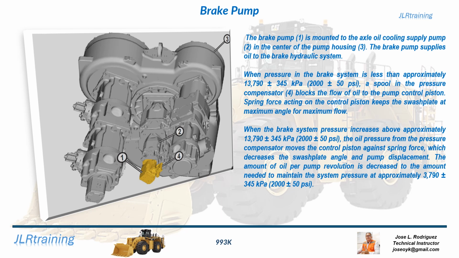When the brake system pressure increases above approximately 13,790 plus or minus 345 kilopascals, 2,000 plus or minus 50 psi, the oil pressure from the pressure compensator moves the control piston against spring force, which decreases the swash plate angle and pump displacement. The amount of oil per pump revolution is decreased to the amount needed to maintain the system pressure at approximately 13,790 plus or minus 345 kilopascals, 2,000 plus or minus 50 psi.